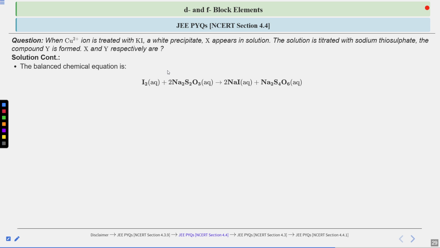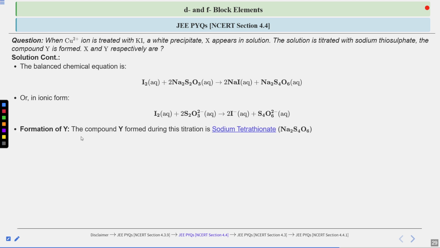The balanced chemical equation of the second step is: iodine molecule reacts with 2 molecules of sodium thiosulfate. We will get sodium iodide and another compound, Na2S4O6, which is going to be our compound Y. Or in the ionic form, you can write this equation as I2 plus 2S2O3 2- will give us 2I- plus S4O6 2-.